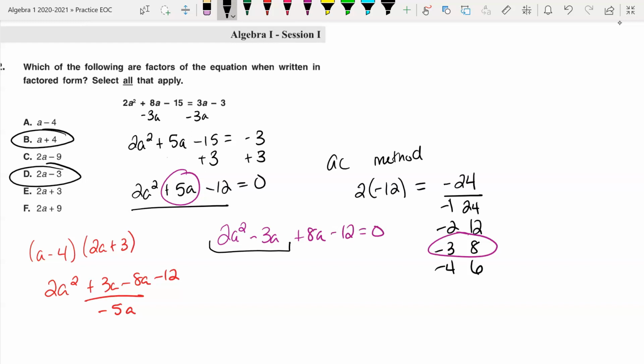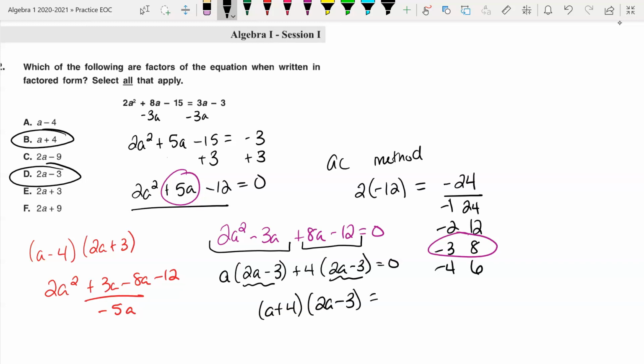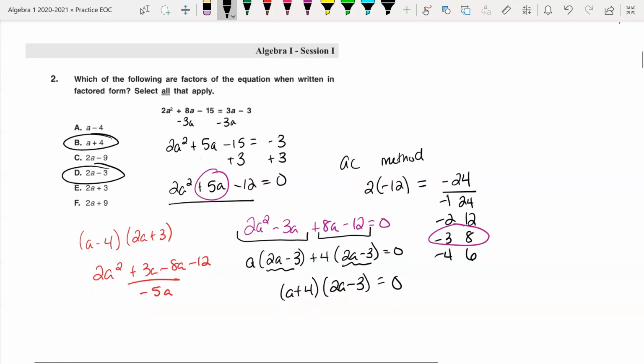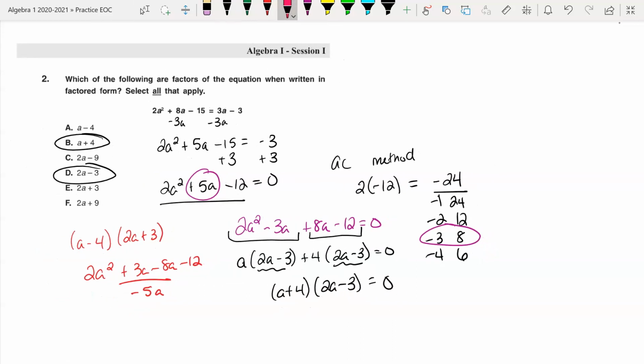And then I do factor by grouping, so I group the first two, and then I group 3 and 4. And so then I think, what's the GCF of these first two? Well, it's an a, so then I would get 2a minus 3. And the other one's a positive 4, so then I would get 2a minus 3. Remember, whenever you do the AC method, these have to be the same. So then I combine a plus 4, and I say 2a minus 3 equals 0, which we said was B and D, and that is correct. So again, even if you don't know how to do it completely, you can use reasoning to help you answer the problem. Okay?